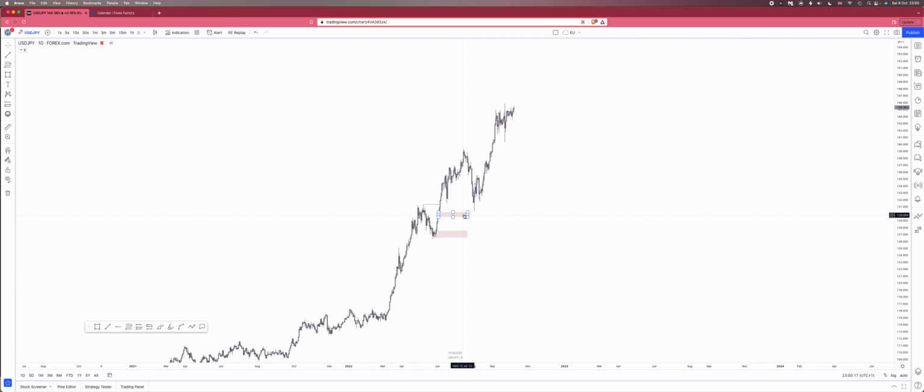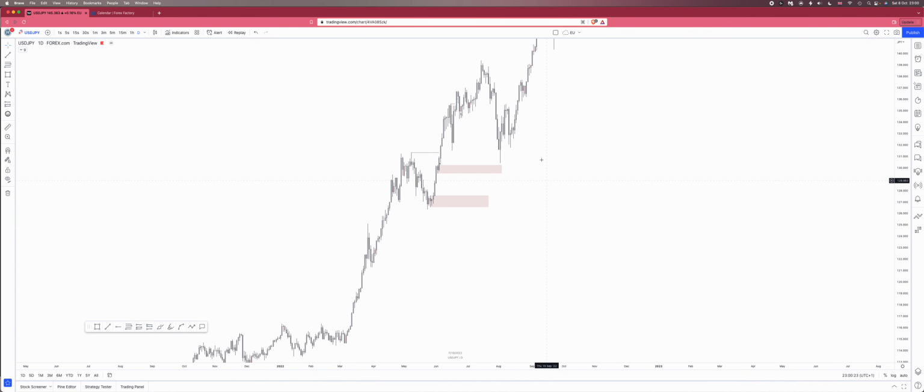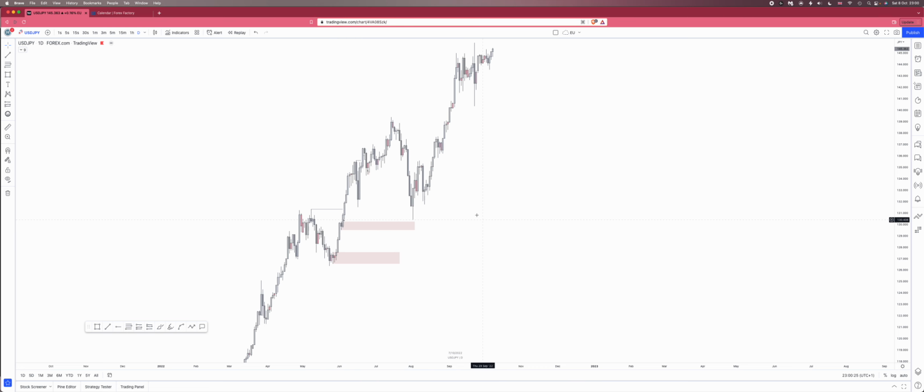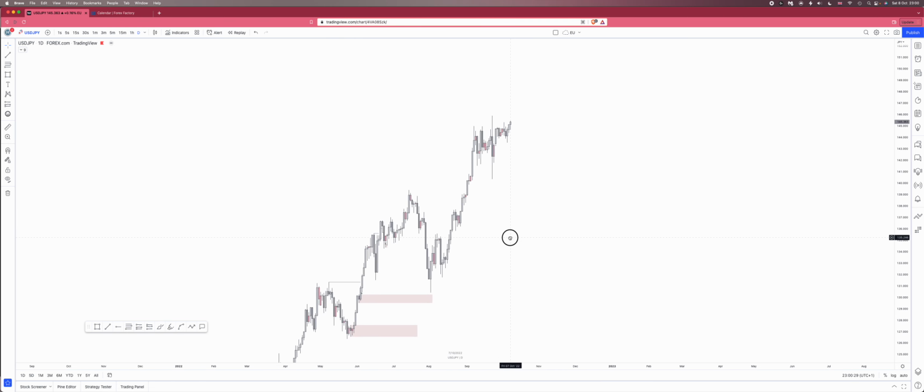Because look, oh my god, when did I mark that? In May. Crazy times. It didn't even hit my area, to be honest. But yeah, you can see that price is in a bullish market trend at the moment.